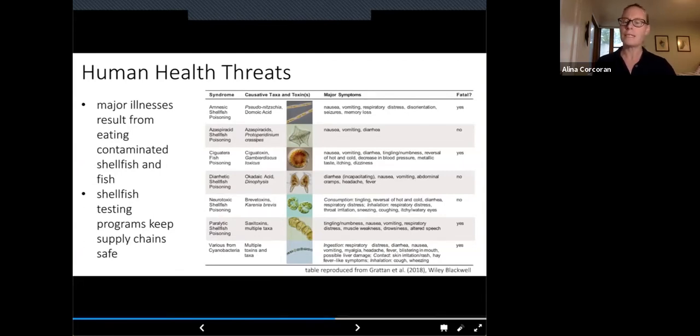And so I don't mean to scare anybody with this table. Generally, shellfish testing programs keep supply chains safe in our country, but there is definite risk to populations that harvest shellfish from outside of shellfish harvesting areas, for example, indigenous populations, or to people who illegally harvest shellfish. And so the communication there needs to be strong with respect to testing and getting information out to the people who need it.